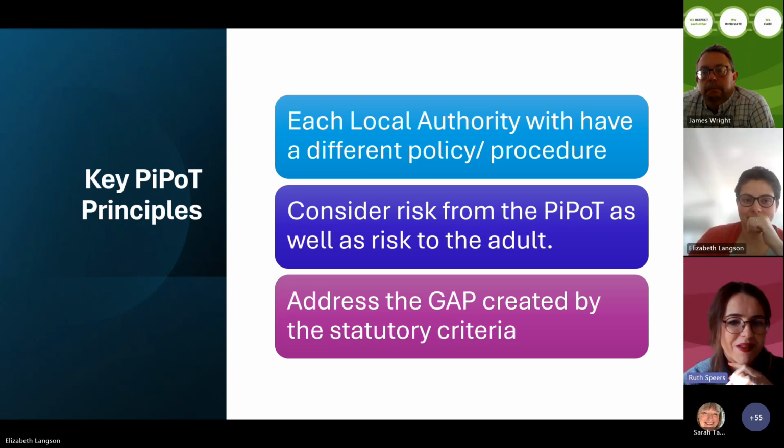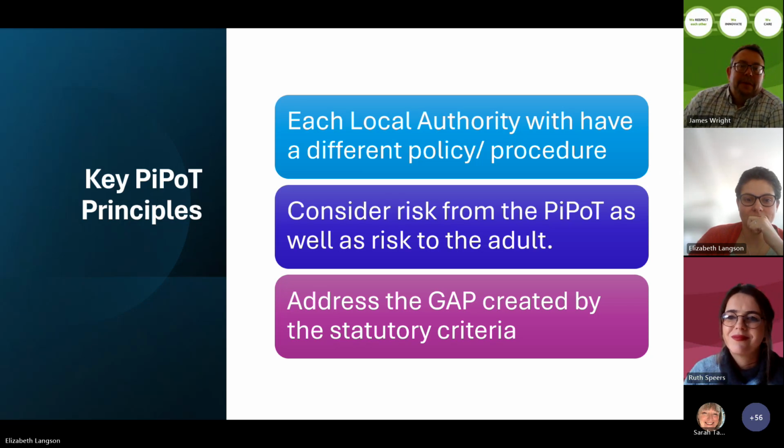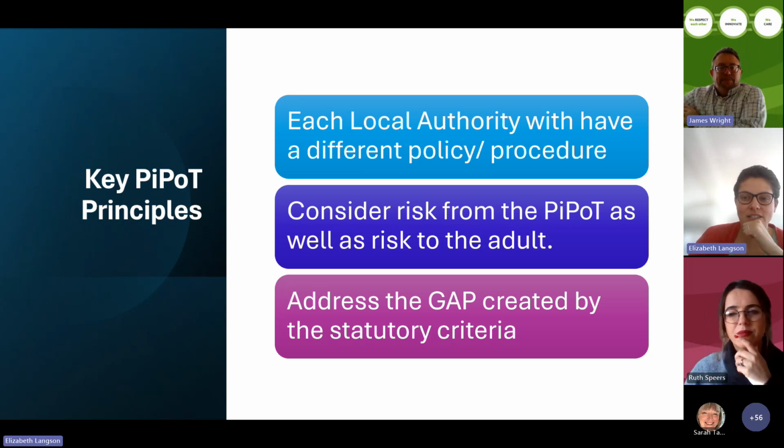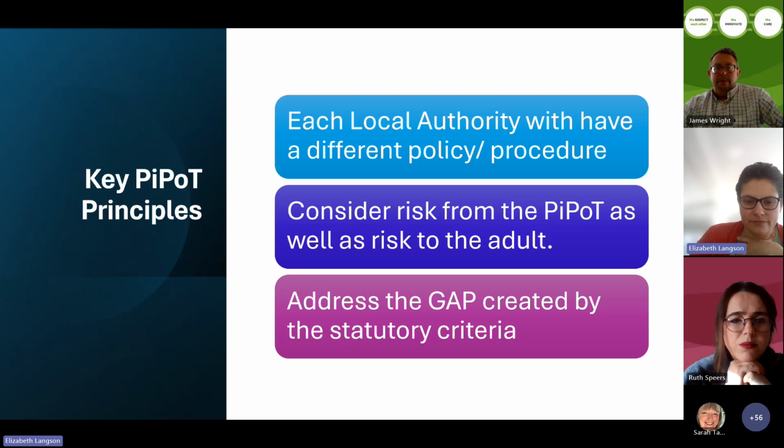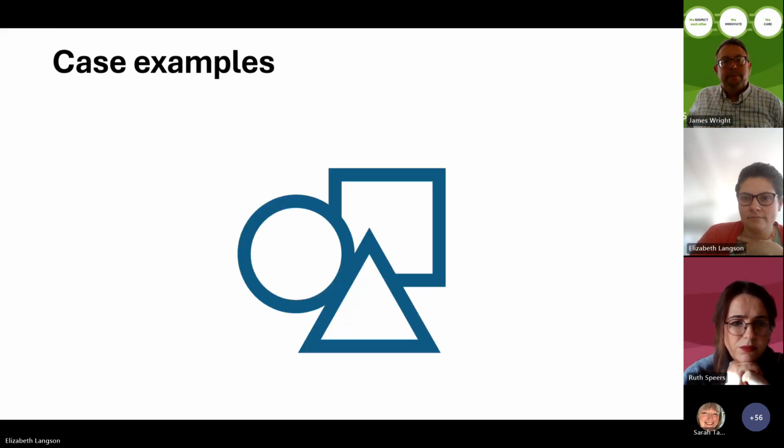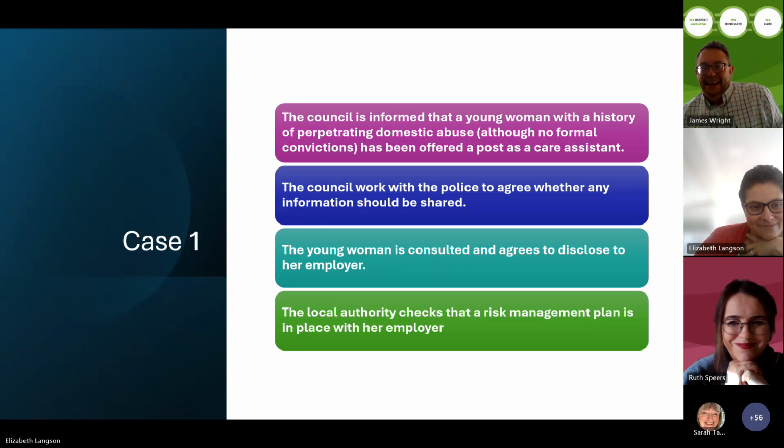I'm going to hand over to James now, who can provide some PIPOT case examples. Thanks, Ruth. Sorry, James. I was just going to say, just for everybody, everybody's policy is at the end of the presentation. So all the individual local areas, we've got all those details for you to take away today as well, so you can look at your own area. That's towards the end of the slides. James, thank you.